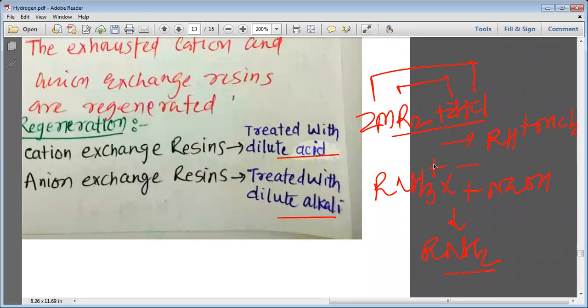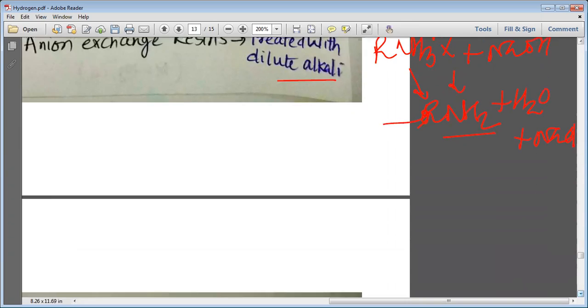So this RNH3 plus, when it is converted to RNH2, it makes H plus. This H plus combines with OH minus to give you H2O, and we get even NaCl. And this is how our original anionic resin RNH2 and cationic resin RH can be produced. Now we can move and understand the next part.